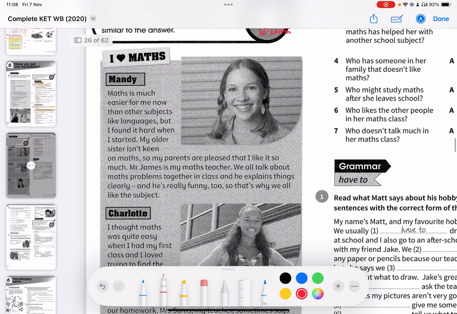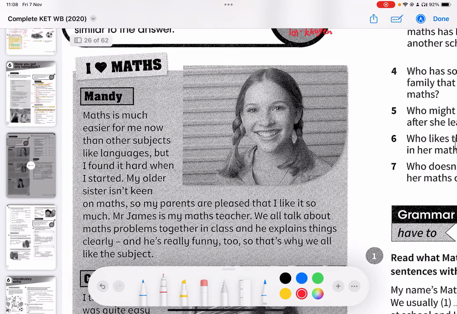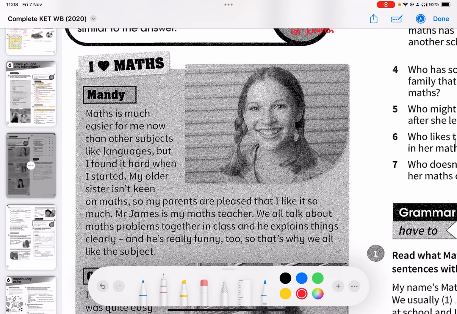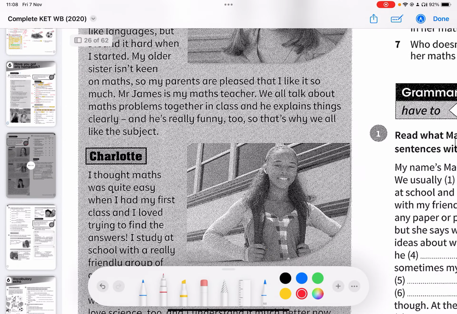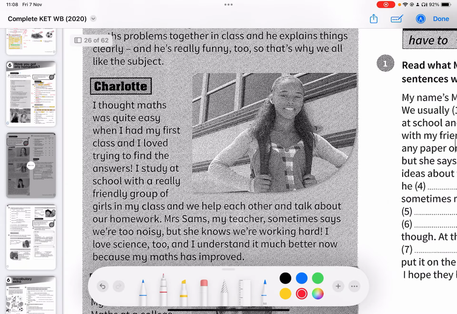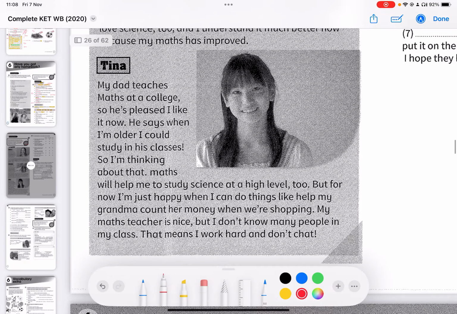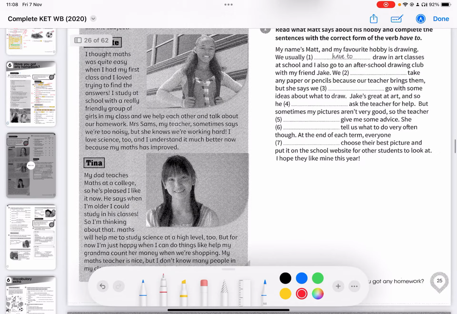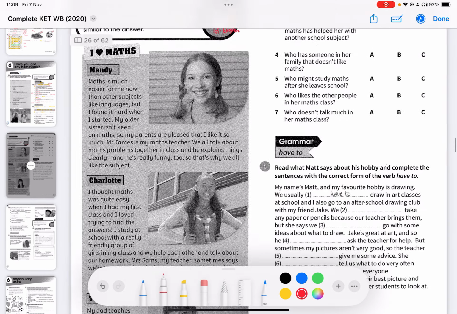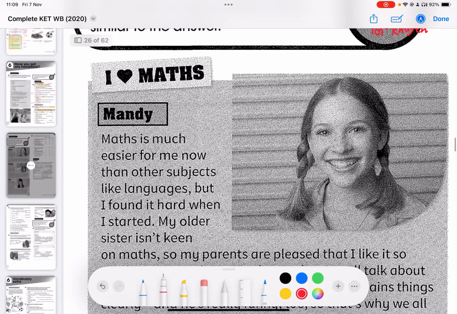So, very quickly, I see this girl is Mandy and it says I love maths. And this girl is Charlotte and this girl is Tina. Oh, okay. And so next we just look very quickly. It means we're going to read about these girls and they are going to talk about maths. Do they love maths? Do they not love maths?